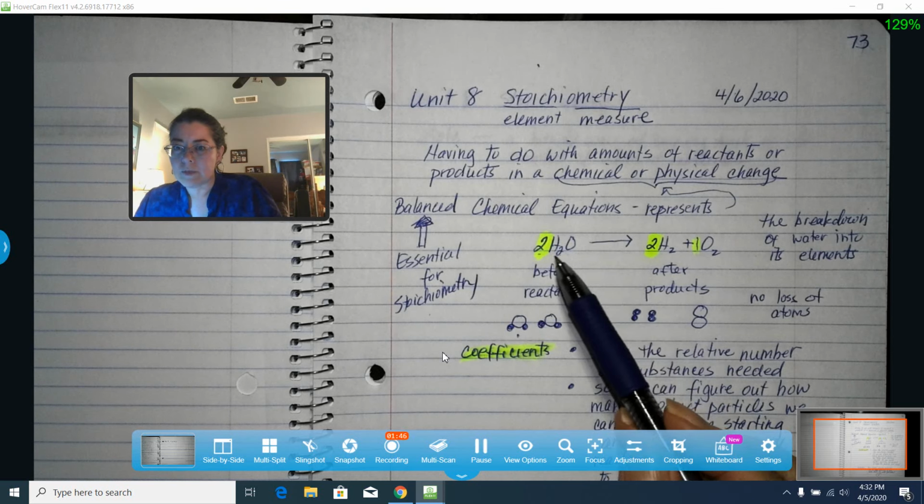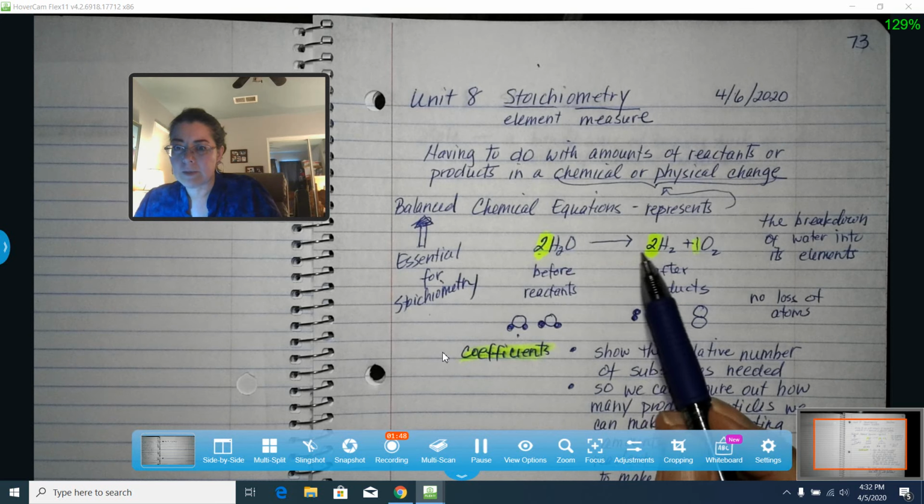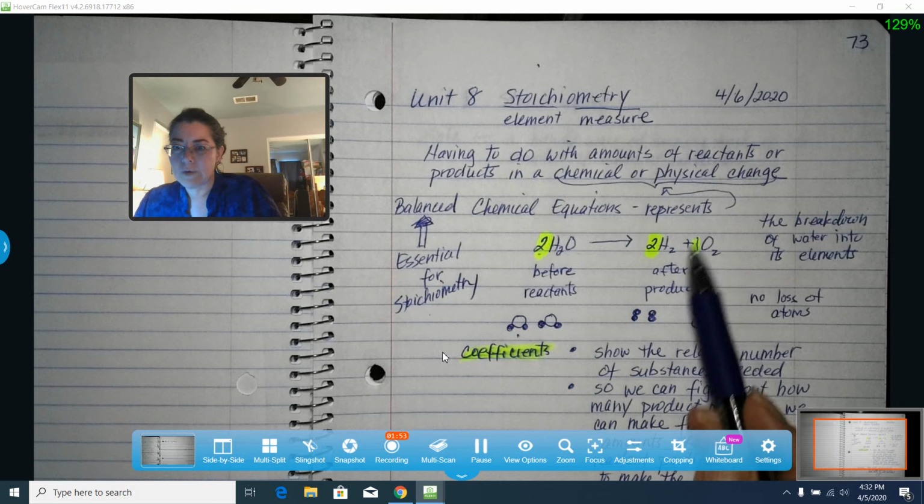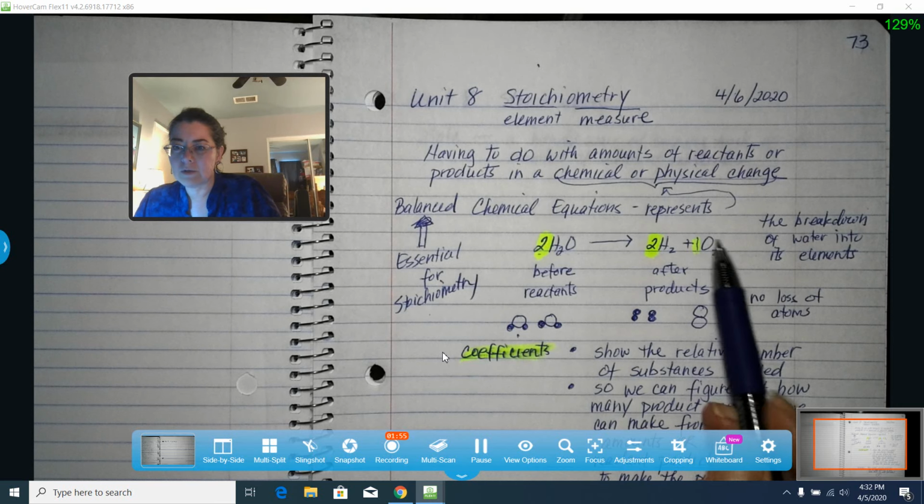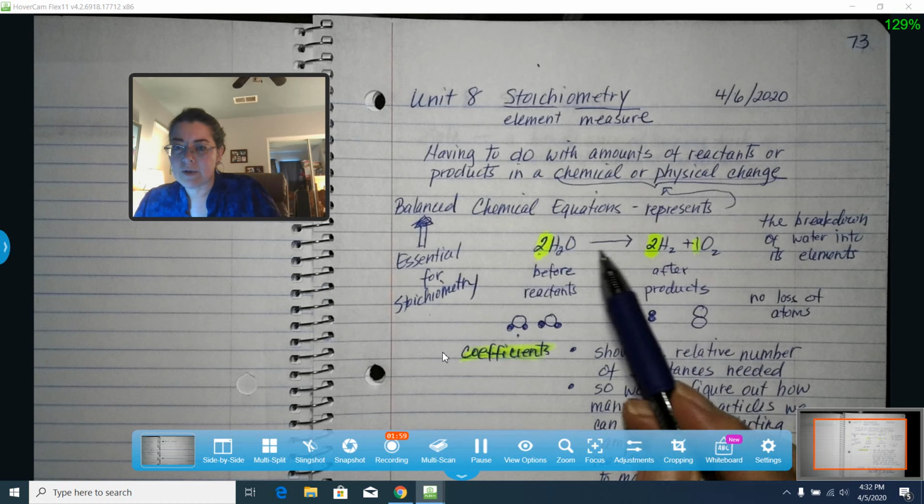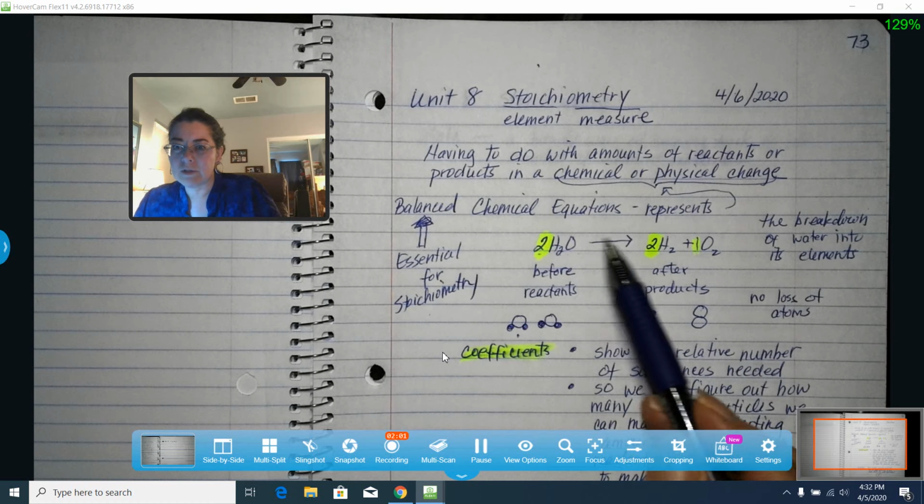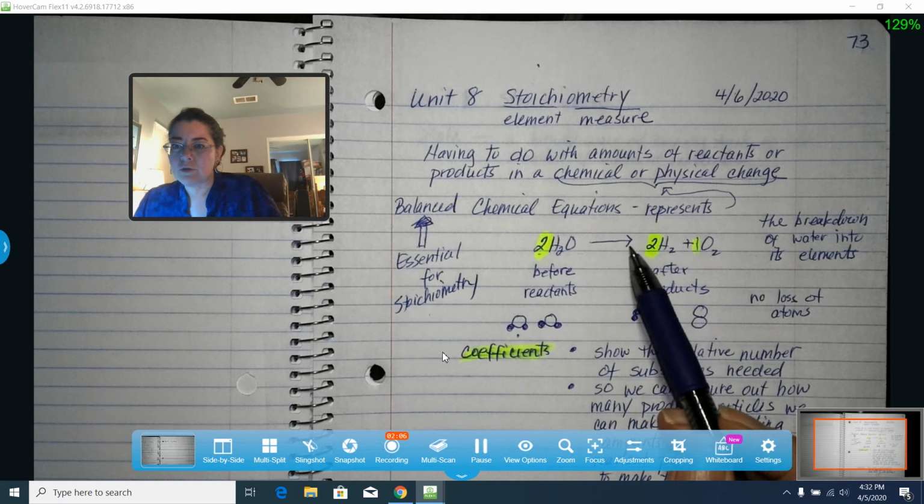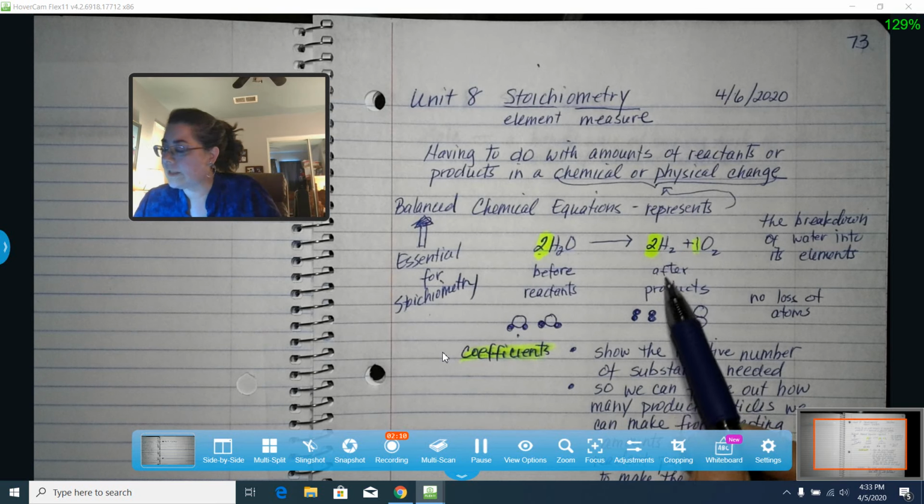So maybe you wanted to make a certain amount of oxygen, not just 1 mole of oxygen. Maybe you wanted to make 25 moles of oxygen. Because you have this balanced equation, you can see the relationship of the reactants to the products. So a balanced equation tells you that relationship, but it's not a relationship of mass or how heavy it is or the volume. It's a relationship of the number of particles.